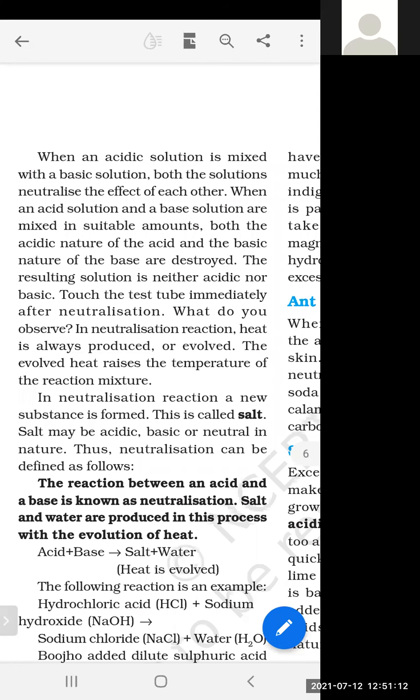So students, it is also an important term. You can underline this. Reaction between an acid and base is known as neutralization. Salt and water are produced in this process with the evolution of heat. You can write this equation in symbolic form: acid plus base gives salt plus water, heat is evolved.